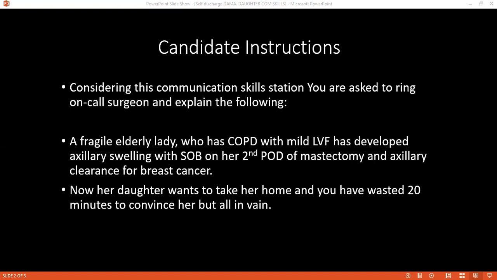And one more question a consultant could have asked: when did you do the blood tests? Is the patient anemic, or is the patient actively bleeding, or how much is there in the drain?